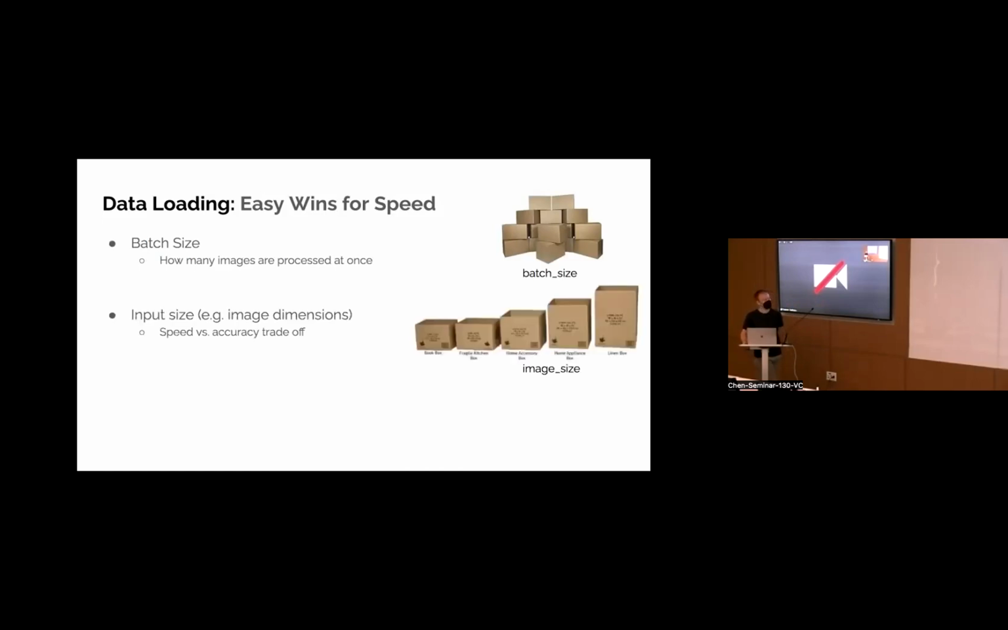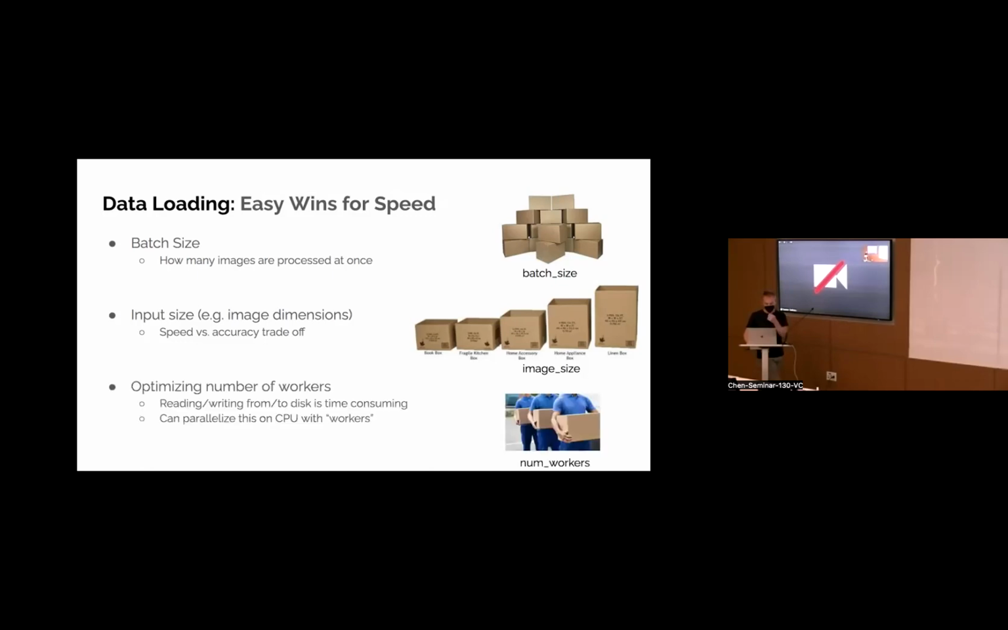Then you also have the input size. This is like the dimensions of your images. And so the larger the image, the more space it takes up in memory. There are speed, accuracy trade-offs here. Usually larger images result in better accuracy at the cost of being larger in memory, so you can fit fewer of them in a batch, meaning you have to use smaller batch sizes, and it slows down the process. And we'll talk more about that.